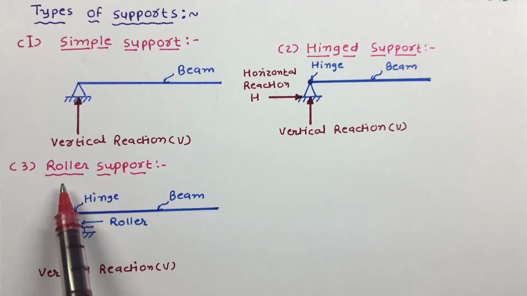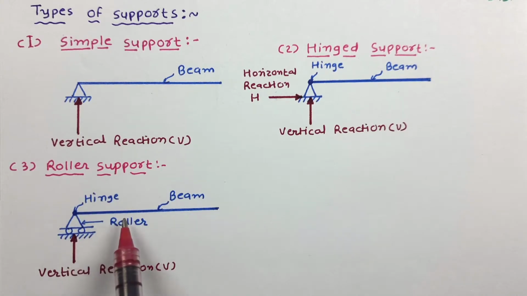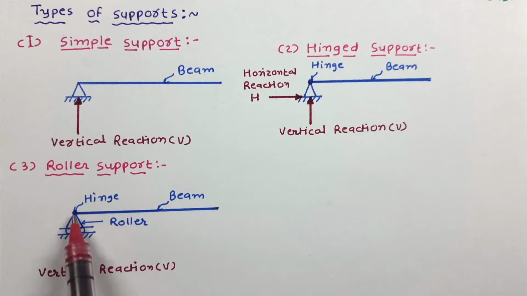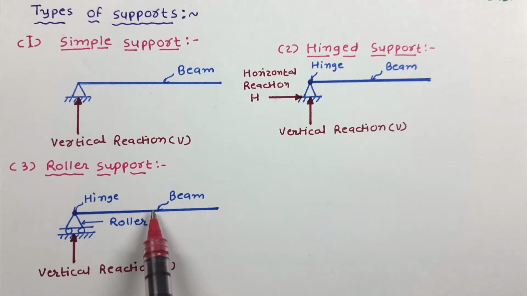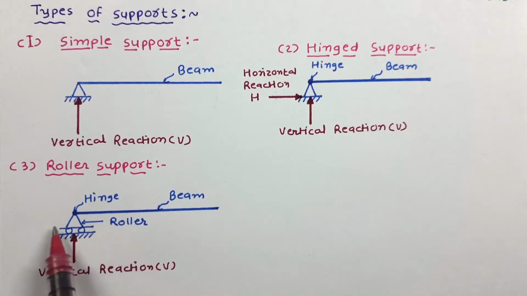The third type of support is a roller support. Here in the figure we can see the beam is connected to the support by means of hinge and below that rollers are provided. So when inclined force is acting here, the beam will roll over with the help of roller. So here there won't be any horizontal reaction.